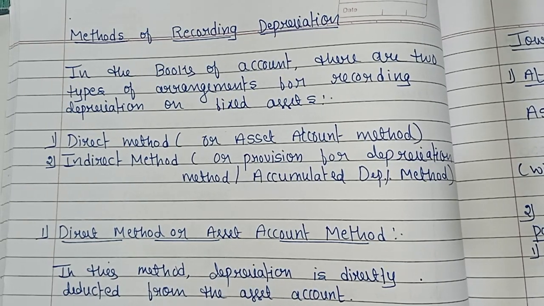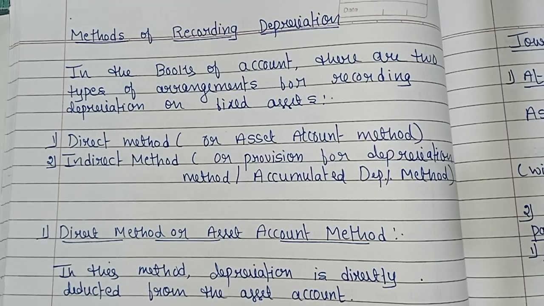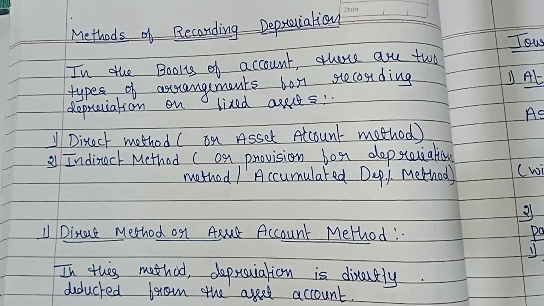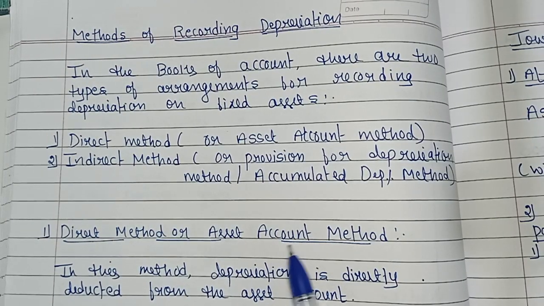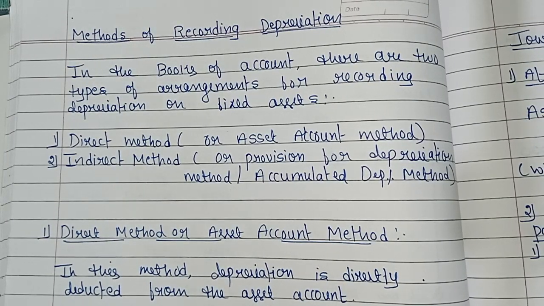In the last class, we have solved one practical problem under direct method or asset account method using straight line method of depreciation. And in today's class, we are going to solve a problem under the same method, that is direct method or asset account method, but using written down value method of depreciation.